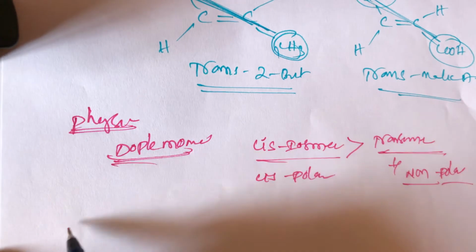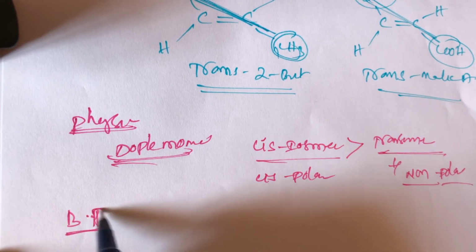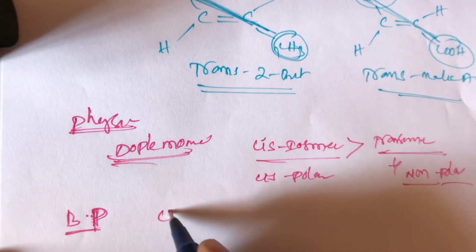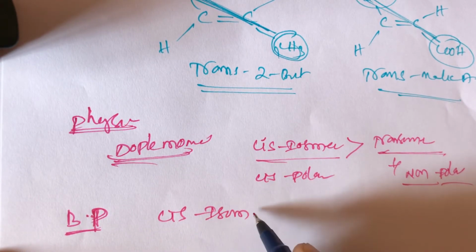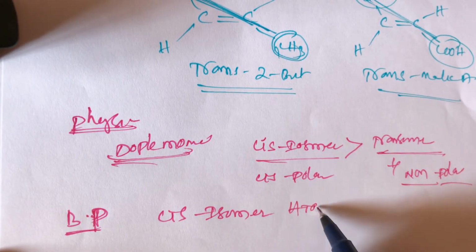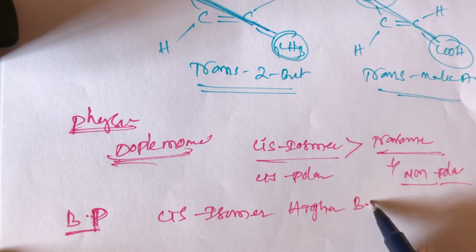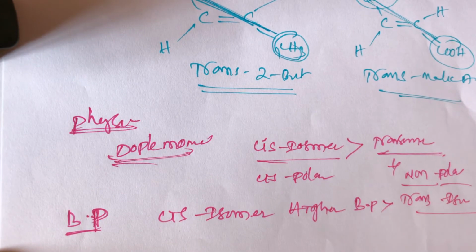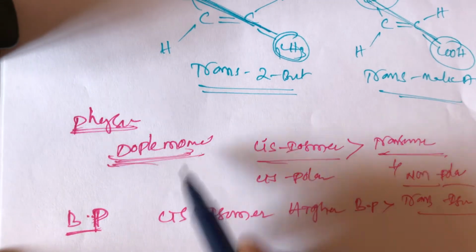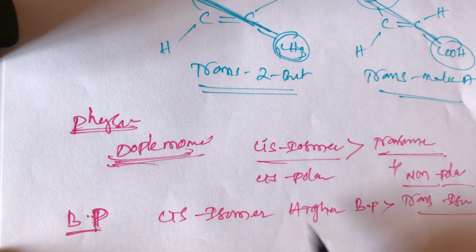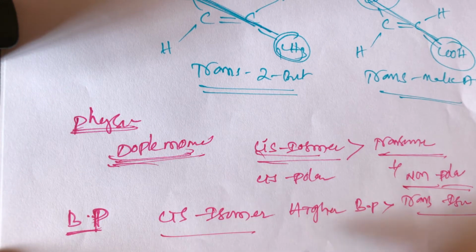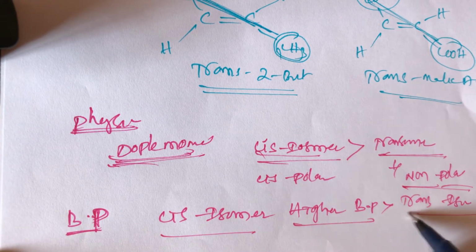Next, the second point is boiling point. What is the difference in boiling point between cis and trans compounds? Cis isomers have a higher boiling point than trans isomers. This is also very important, students. These are the physical properties. Cis isomers have more dipole moment than trans isomers, and cis isomers have a higher boiling point than trans isomers.